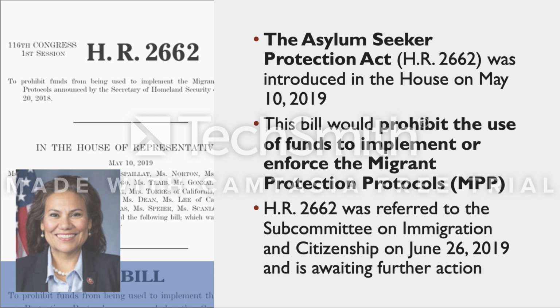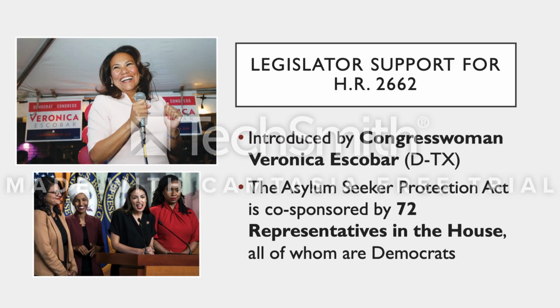This bill was referred to the Subcommittee on Immigration and Citizenship on June 26th of 2019, and it is still awaiting further action. This bill was introduced by Congresswoman Veronica Escobar, who's a Democrat from Texas, and the act is co-sponsored by 72 representatives in the House, all of whom are Democrats. And that includes all the members of the squad: Rashida Tlaib, Ilhan Omar, Alexandria Ocasio-Cortez, and Ayanna Pressley, pictured here.